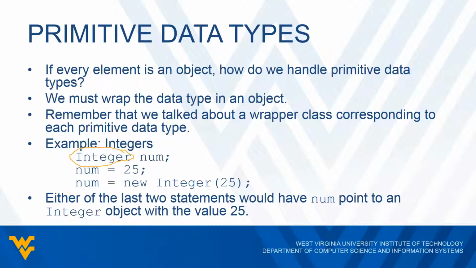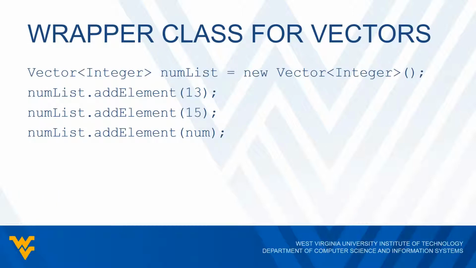So the whole point here is if we want a vector of a primitive data type, we need to create an object of that type. So we can use Integer and so forth to create those objects for us. So here's some code where I create a vector of integers. So notice that I have vector and then Integer in the less than and greater than symbols. Then I have numList equals new Vector<Integer>. And then I can just add whatever elements I want. I can use 13, I can pass 15. So these will create objects of those values and store those in our vector.